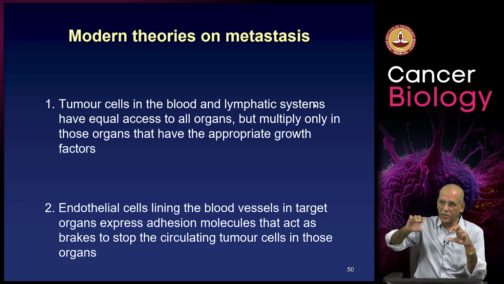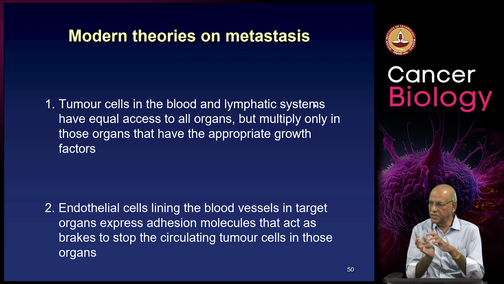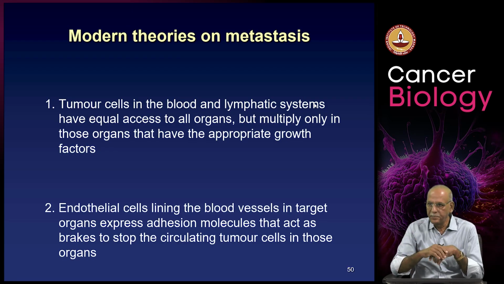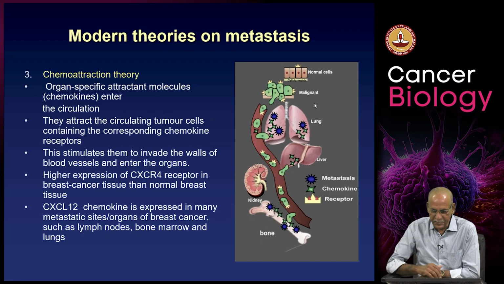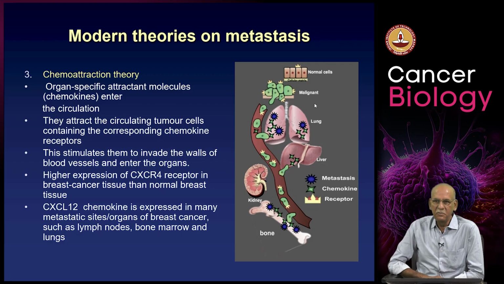The cells are flowing in the blood and they will come across these adhesion molecules and stop there. Circulating tumor cells stop in those organs, and then they will penetrate that region and grow there. So, this is one theory. Again, as I told you, this is only a theory. What is more attractive is called the chemo attraction theory.